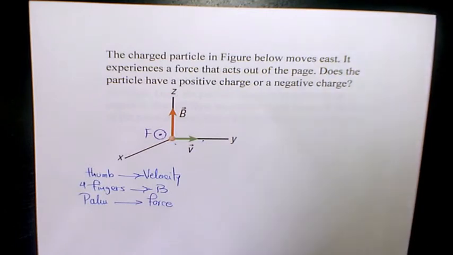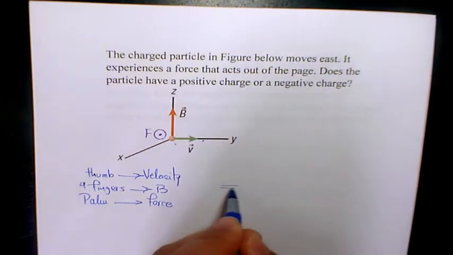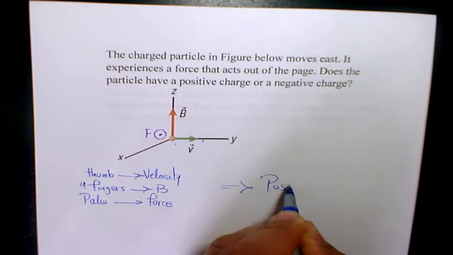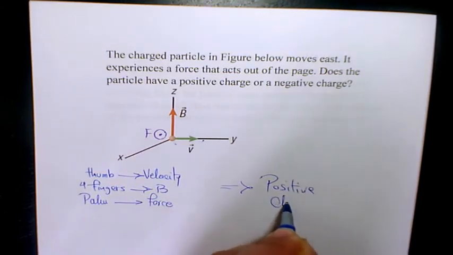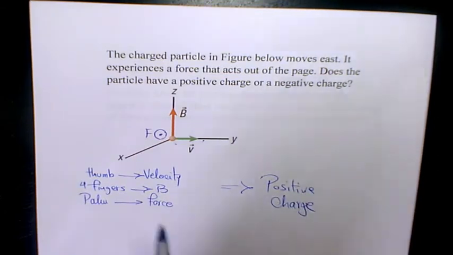So it follows the right hand rule. It means that we are dealing with a positive charge. If it was going into the page, it would be a negative charge.